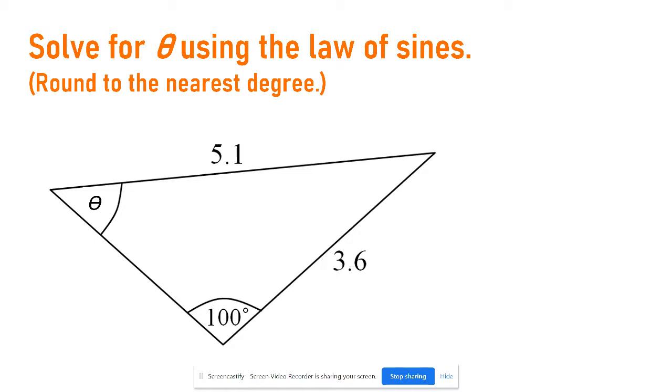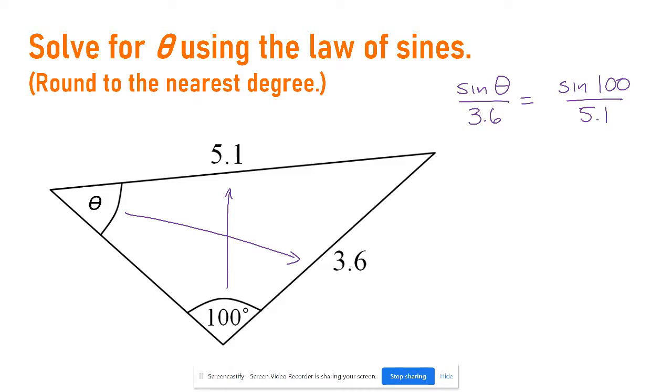All right, next one. Here we have a missing angle. We have a theta as our variable. It's going to work the same way. We're going to take this theta, find its opposite side. So we're going to say sine of theta, our missing angle, over 3.6 is equal to sine of the other angle here, 100, over 5.1.